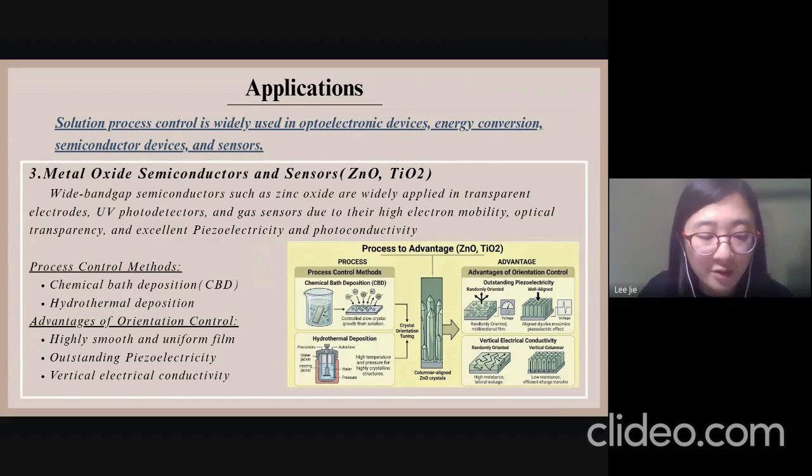Advantage of orientation control. Zinc oxide possesses a wurtzite structure. When the thin film exhibits a highly preferred 002 orientation along the Z-axis, the film surface becomes exceptionally smooth and uniform, yielding the most outstanding piezoelectricity and vertical electrical conductivity.